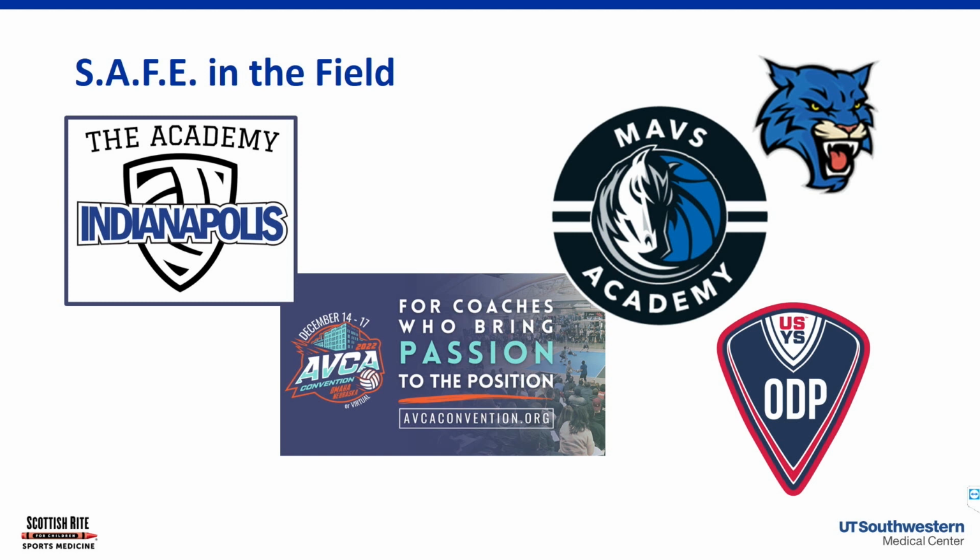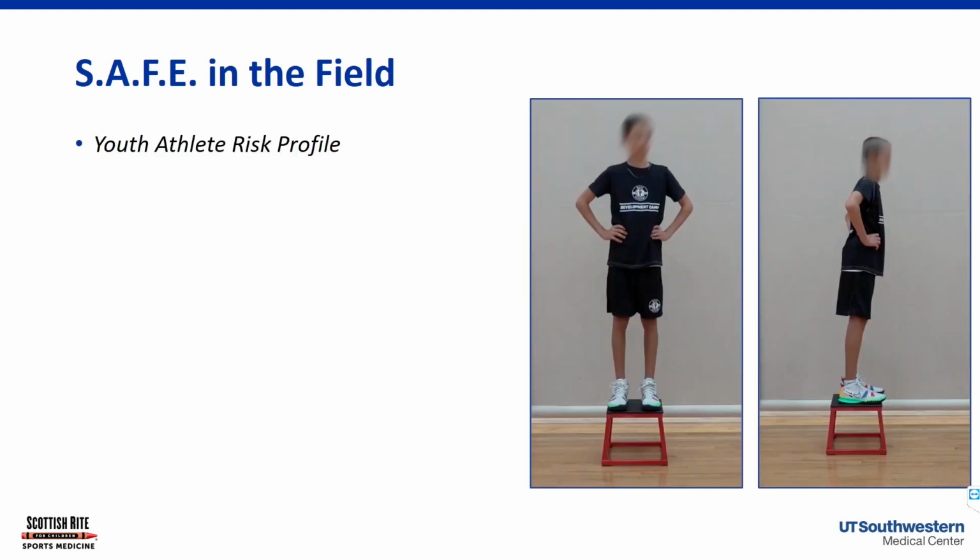So we did travel to Indianapolis and tested some volleyball athletes, later went to Omaha, tested some more volleyball athletes at the AVCA convention. Through our partnerships locally with the Mavs Academy and some local high school basketball teams, we've now done these screenings in basketball athletes. And then we were fortunate enough to be invited to Orlando to the YS Olympic Development Program, and we tested hundreds of really good soccer players there. In all these athletes, we're doing this youth athlete risk profile that we've talked about in the other presentations.